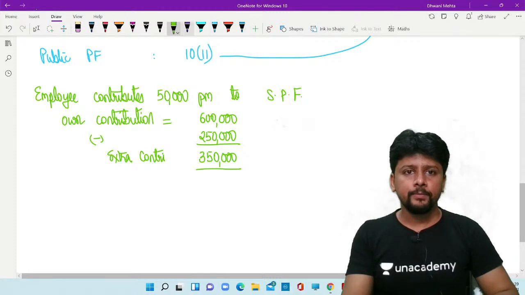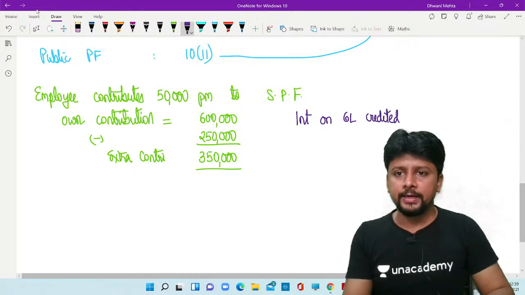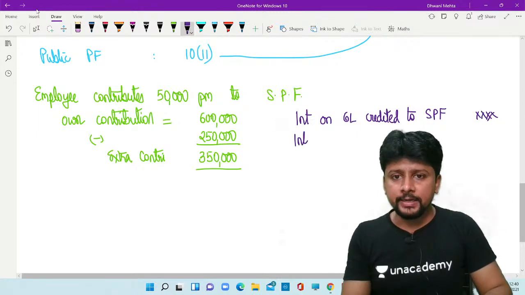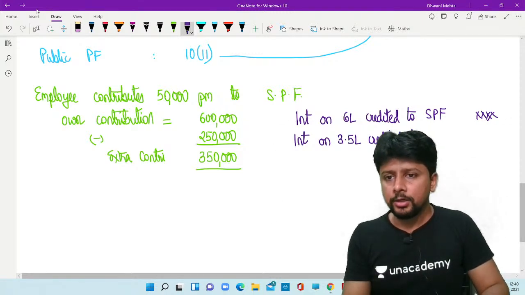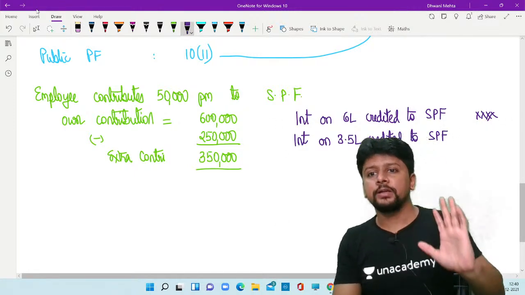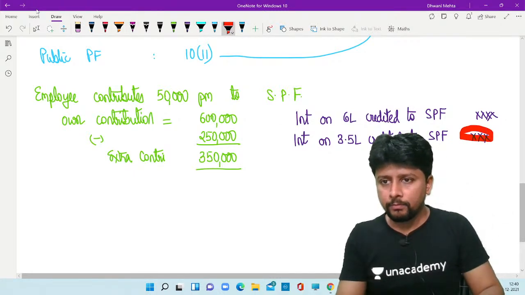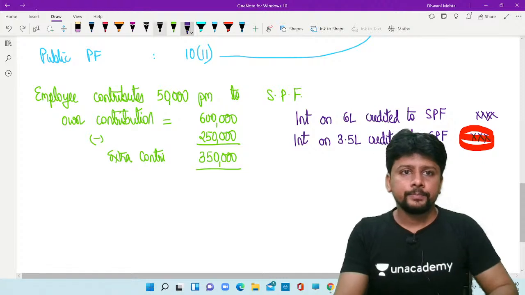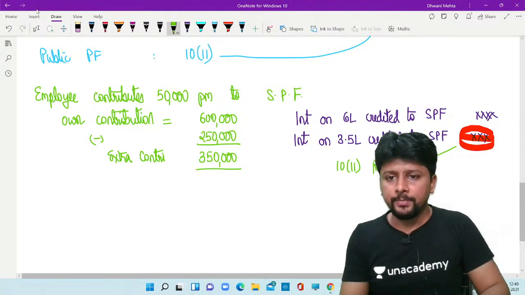Now, what will happen? Interest on 6 lakhs will be credited to the statutory provident fund. This will be a certain amount. But out of that interest, the interest credited to the statutory provident fund on that 3,50,000, this is the amount for which section 10(11) is no longer applicable. 10(11) is not applicable, which means this interest will be chargeable to tax.